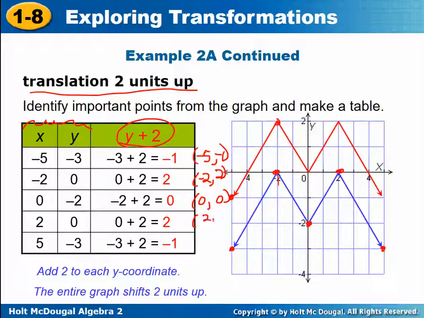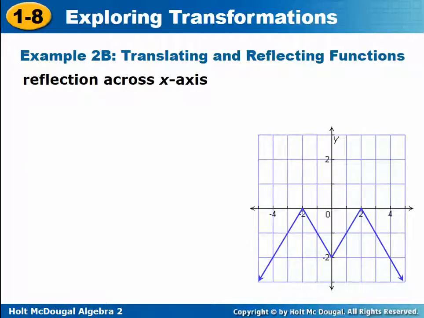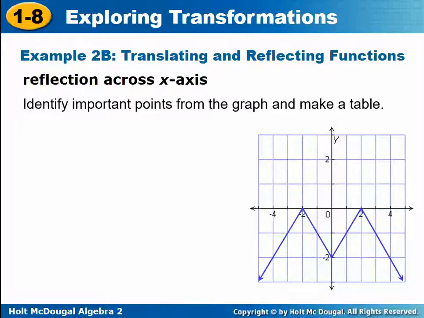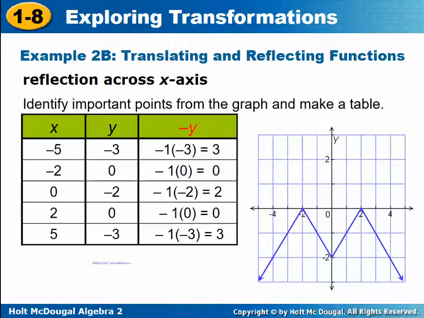And this one was 2, 2, and this one was 5, -1. And you can plot each of your coordinates and then connect them to make the same shape. Here's an example of reflecting across the x-axis. Now remember that when you reflect across the x-axis, the x-coordinates aren't going to change, but the y-coordinates will be the opposite sign. So we're going to identify the important coordinates, which are the same as the last time.